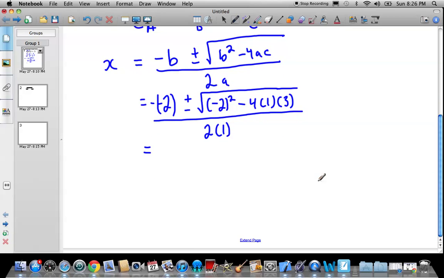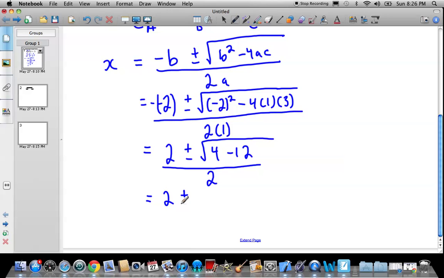So let's just do the math on this guy. So inside the brackets here, so we got a positive 2 right here now, like I explained. Negative negative 2 is a positive 2. And then I have 4, and then 4 times 3 is 12. So it looks like I'm going to have a negative underneath my root sign. I'll explain what that means. You should remember. And then I have 2 plus or minus. Now 4 minus 12 is going to be negative 8.